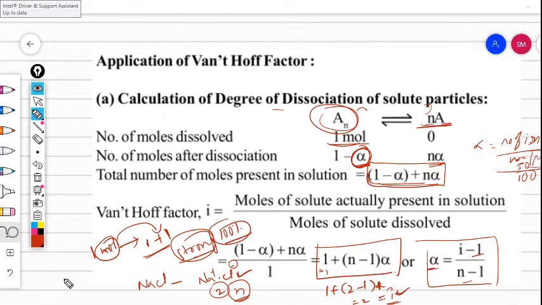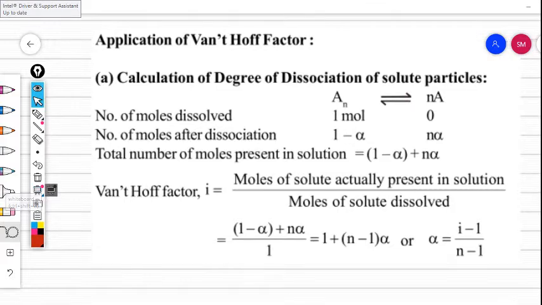Now you need to calculate the i values for CaCl2, HCl and H2SO4, and send them in the WhatsApp group. Okay, next, what about association?